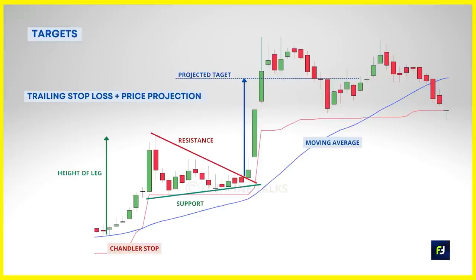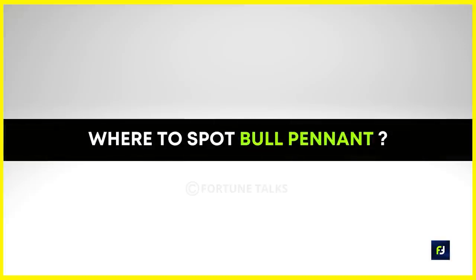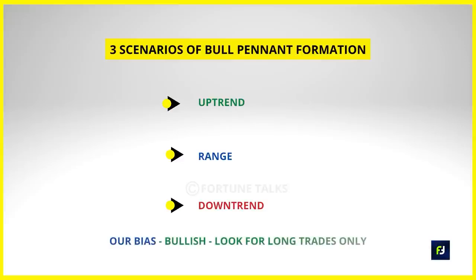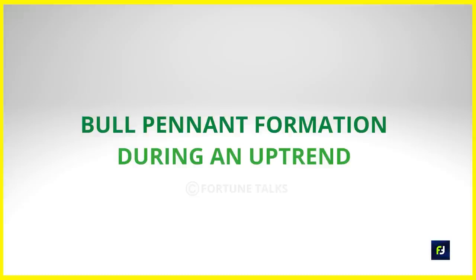Now that you have learned what a pennant is and how to trade one, it is essential to make a note of where to find one. So what are the different types of market conditions where you can find a bull pennant pattern? Now bull pennants can be found almost anywhere, be it in uptrend, range or downtrend. The only thing to remember is that whenever it forms in the market, the bull pennant is a bullish continuation pattern, and our bias should always be looking for long trades only. With that in mind, let's talk about each case separately.